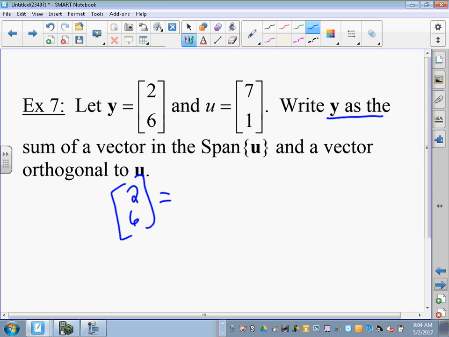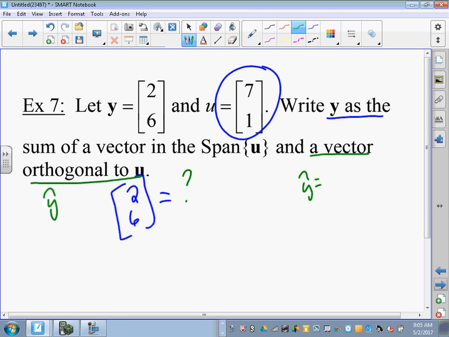There are lots of things that are going to be in the span of u, right? We've got to figure out what it is. And so orthogonal to u is going to be what? How do we find a vector that's orthogonal to u? What did we just call it in the last problem? Y hat. So a vector that's orthogonal to u is going to be y hat, right? Are we good? So what is y hat? What are we going to do on that one?